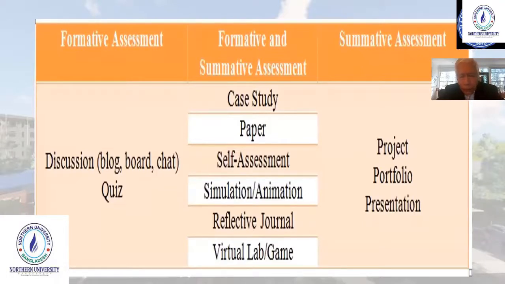But then look at this. Case study. For graduate school, I focus on case study, and I focus on paper. They have to write a paper. The self-assessment, I give very little weight to that, but it's important.